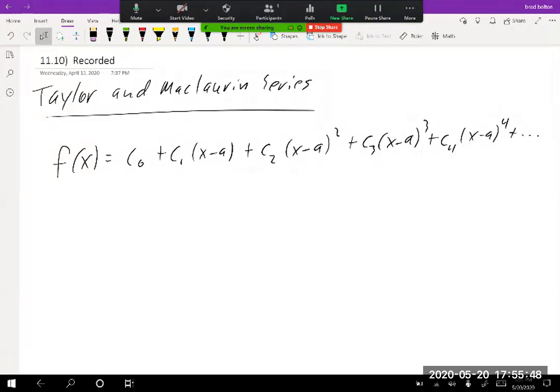Okay, today, guys, we're going to talk about Taylor and Maclaurin series. They're both Taylor series, but a Maclaurin series is just a specific type of Taylor series. So we're going to do a little bit of background on where it came from, and then we'll try to work with a few of them. And that might be the first part of this video.